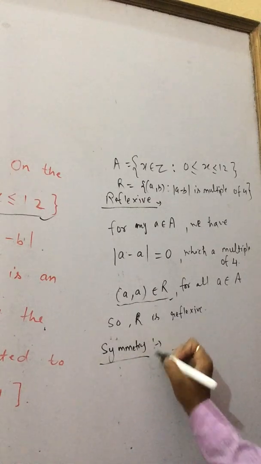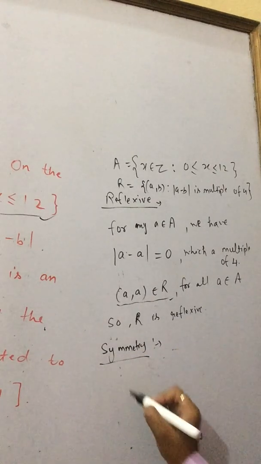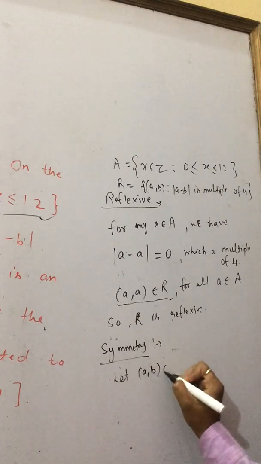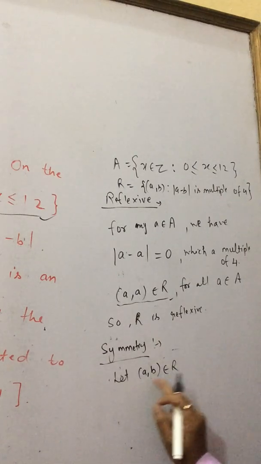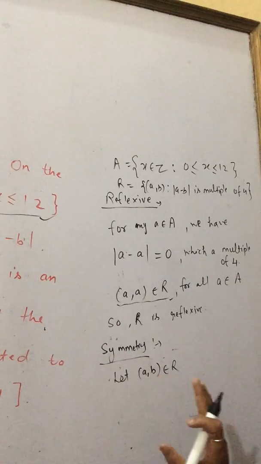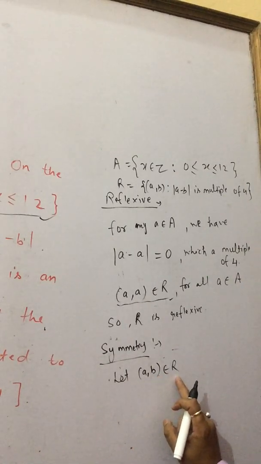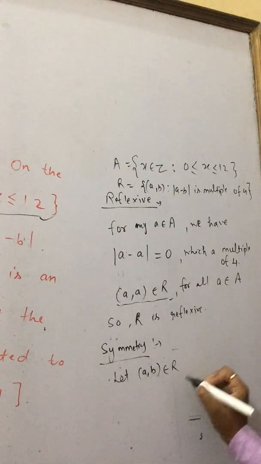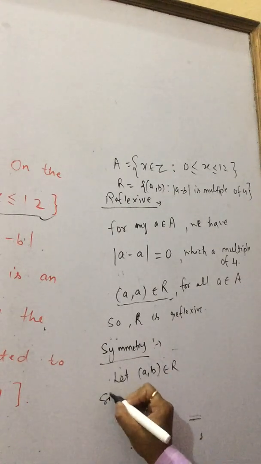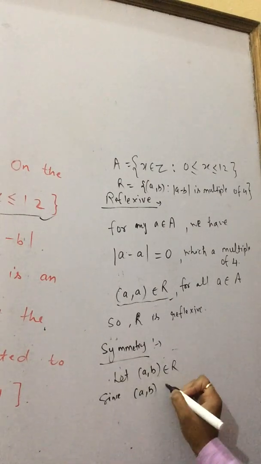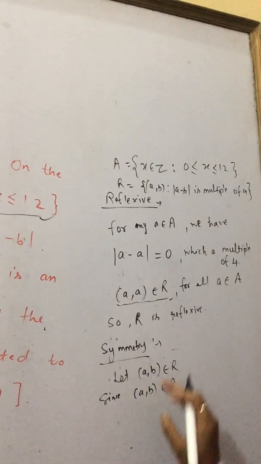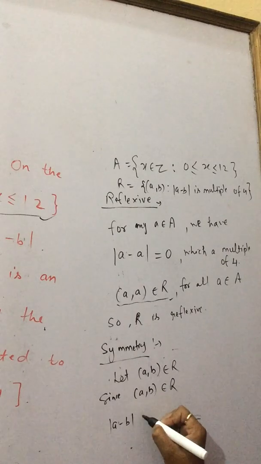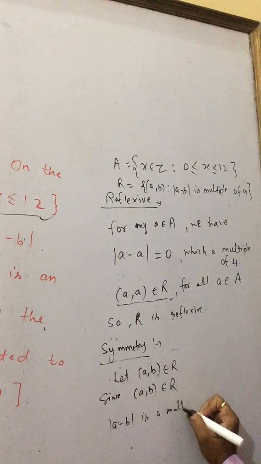If you need to prove symmetry, how would you approach this question? You have to assume two things. Let (a, b) belongs to R, and you need to prove that (b, a) also belongs to R. If you're able to prove (b, a) belongs to R, then the symmetry will be over. Since you have assumed (a, b) belongs to R, what is the meaning of this? This means that mod of a minus b is a multiple of 4.